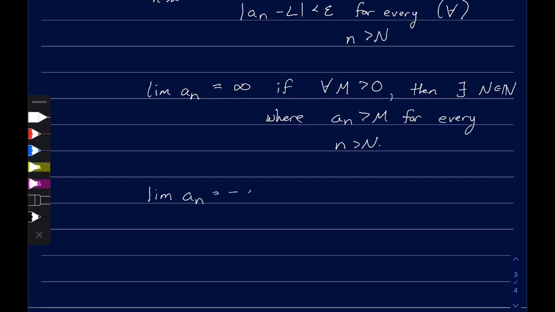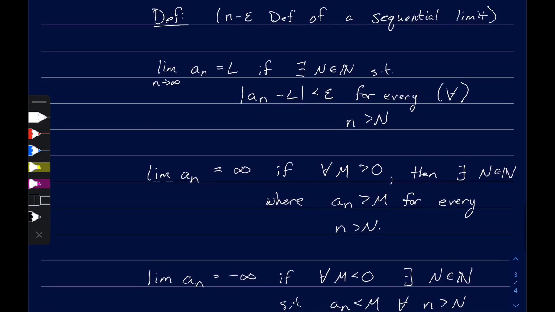And finally, for our definition of a limit, we say that the limit is equal to negative infinity if for every M less than 0, so no matter how negative you get this number, there exists a certain point in our sequence such that a_n is less than M for every n greater than N. So everything past that point is going to be less than some negative number. And this is the definition of a sequential limit, the formal definition.